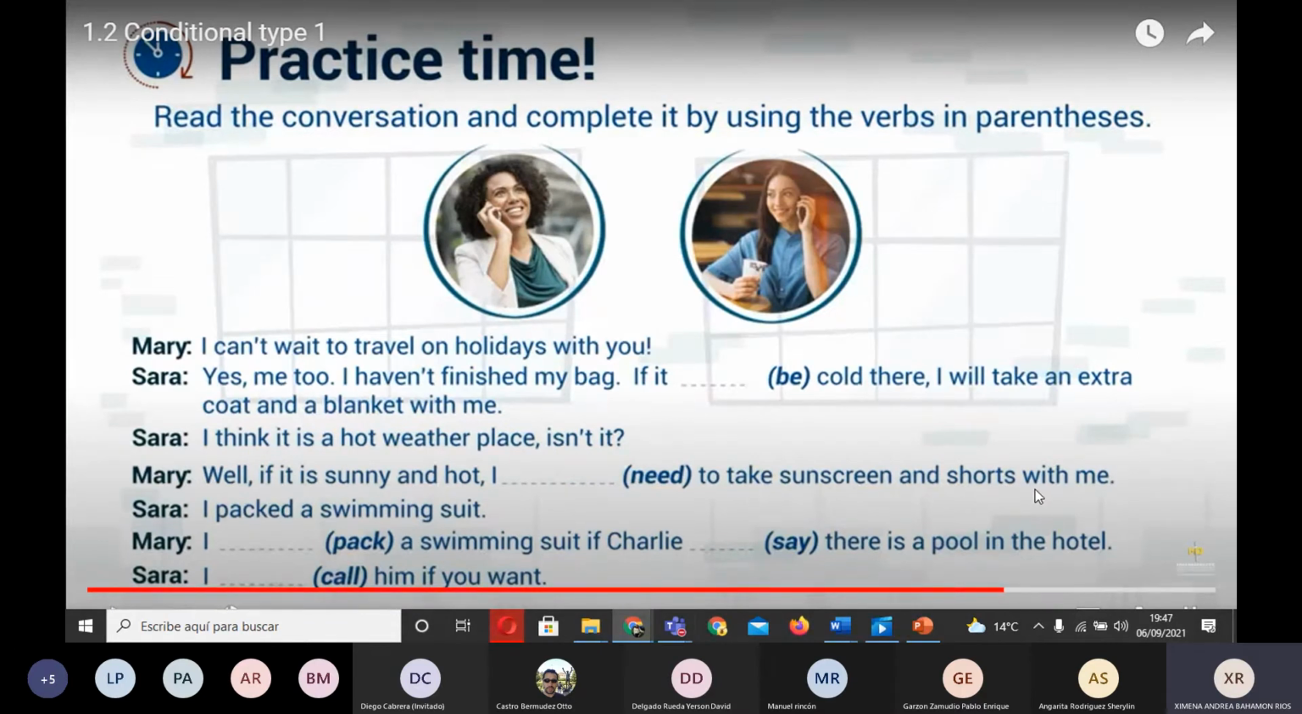Go ahead, no problem. Remember, this is just a practice, okay? So don't worry if the sentences are incorrect. The idea is to check and to have the practice on that, okay? So don't worry.